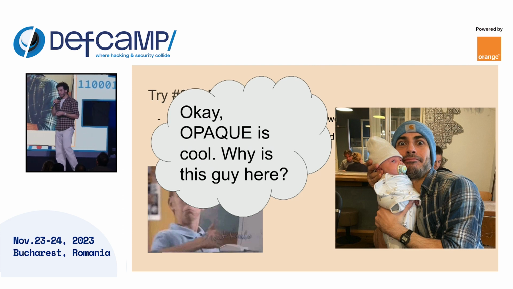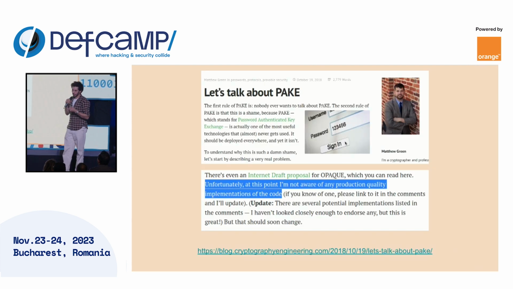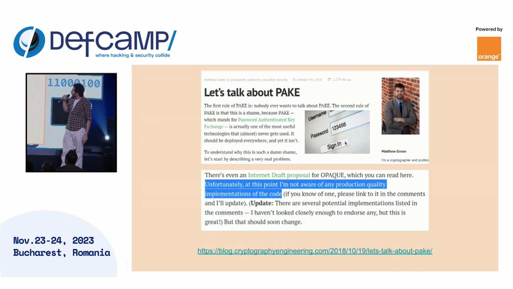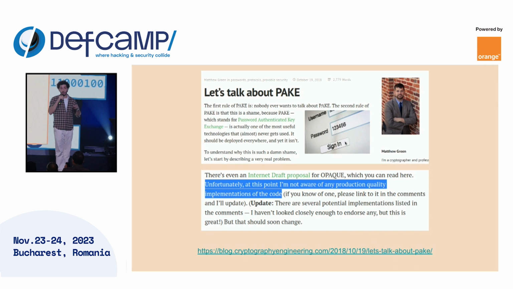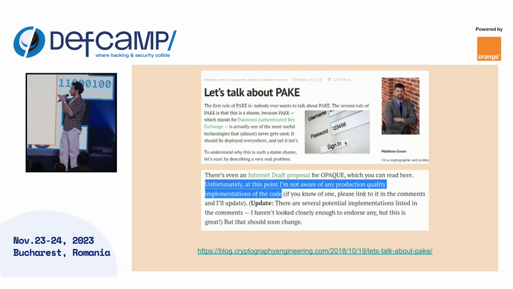So Opaque is cool. Opaque is really nice. And why are we talking about it? This very handsome person is called Professor Matthew Green. He has a cryptographicengineering.com blog, which I highly recommend everybody looks at. It's a very, very nice blog about software engineering and cryptography and privacy preserving. Think about him like Bruce Schneier. He's a very, very prolific person. And he wrote about PAKEs back in 2018, a long time ago right now. And there's an internet draft proposal about Opaque.